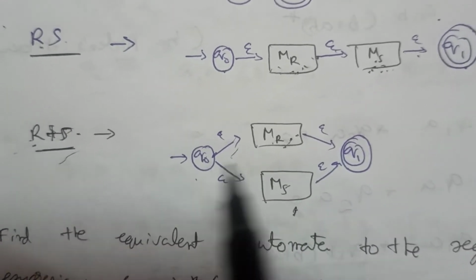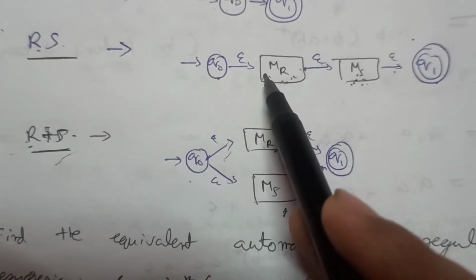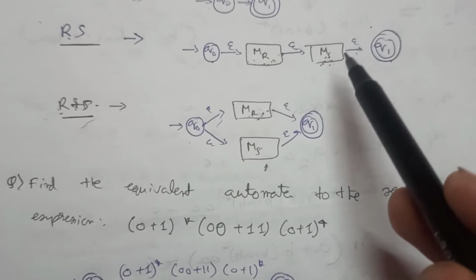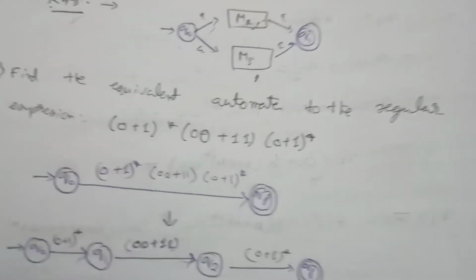If there is an or, we just make a branch, or if there is a concatenation, we just add them with null. So this is the main thing I wanted to show you. Now we will form something. I will give an example here.